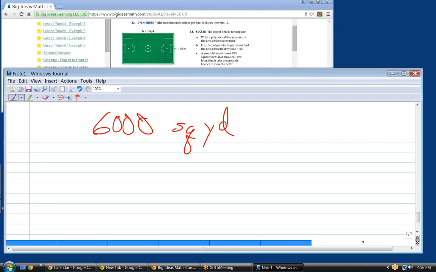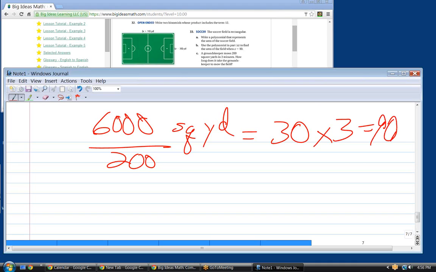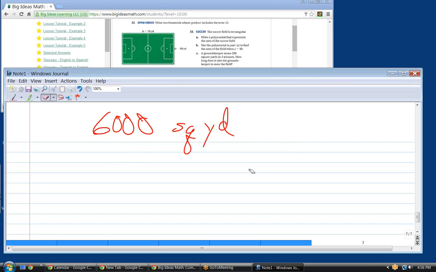Actually, let's talk about this. Intuitively, you knew that you needed to divide that by 200, which gives you 30, which means that he has to take 3 minutes 30 times. So it would take him 90 minutes to mow the yard. Okay? But let's look at it a different way. Whenever we're doing problems like this, we can use conversion factors.